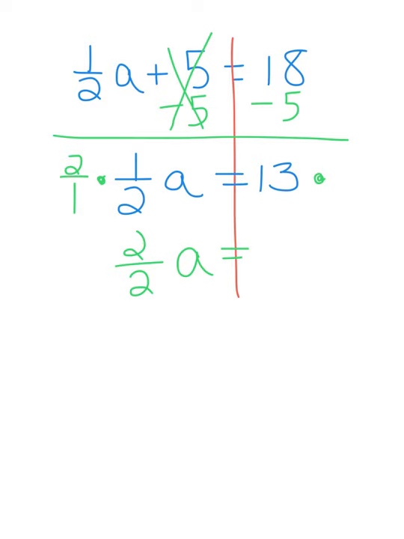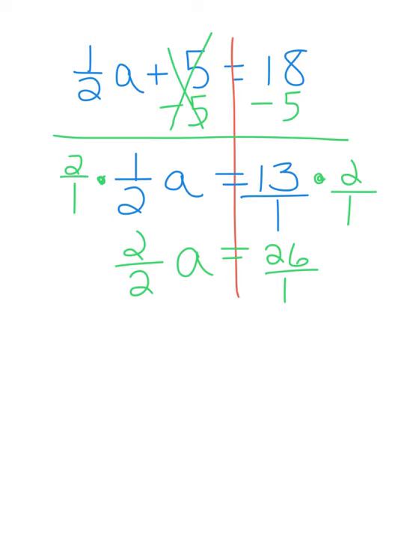And whatever we do to one side, we can't forget to write it on the other. We can change any whole number into a fraction by placing it over 1. And 13 times 2 is 26. 1 times 1 is 1.